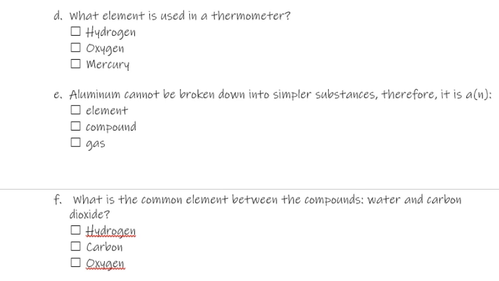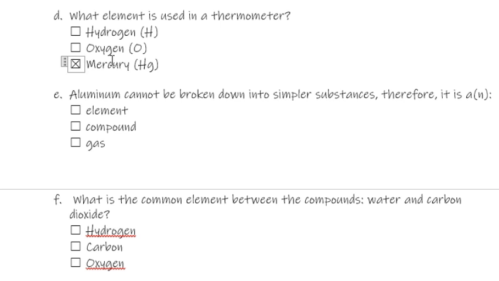Part D. What element is used in a thermometer? Is it the hydrogen, H, oxygen, or mercury? In a thermometer, we can see a silver liquid. This silver liquid is called mercury. That's right. Good job.